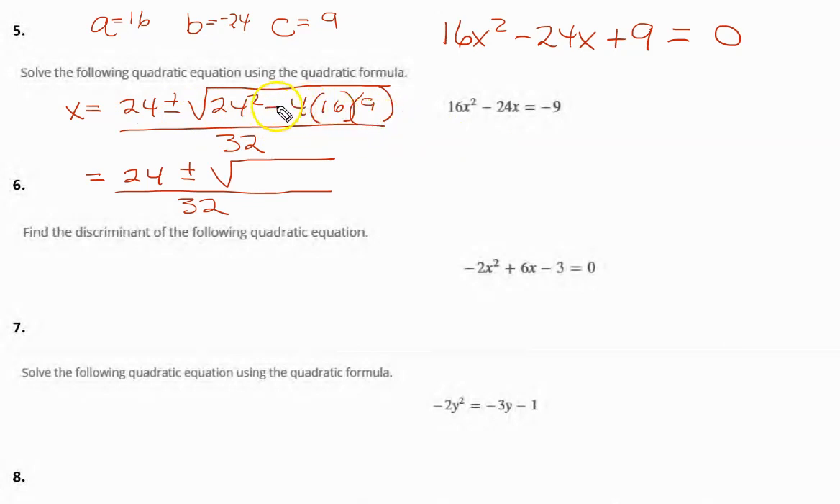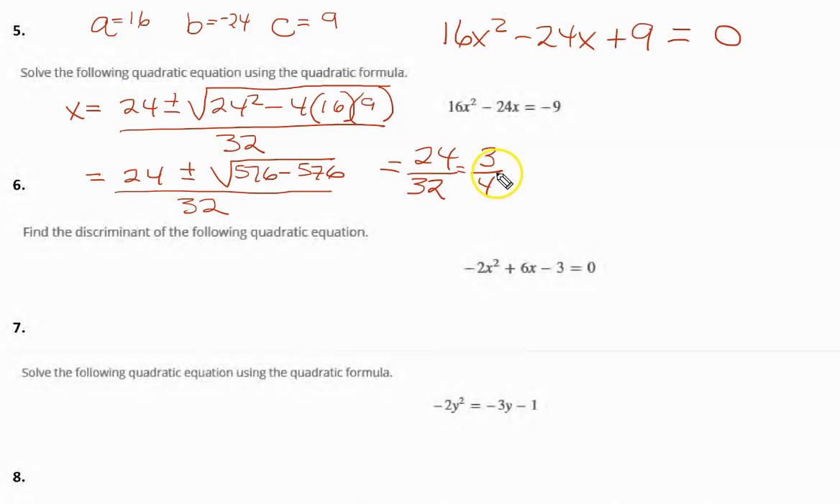Now notice here this is negative, so this part will be negative. Well, when we square 24, we get 576. When we multiply all of this, this becomes a negative 576. So our discriminant here is going to be 0. So then we're left with 24 over 32. And we can take an 8 out of there and get 3, and an 8 out of there and get 4.